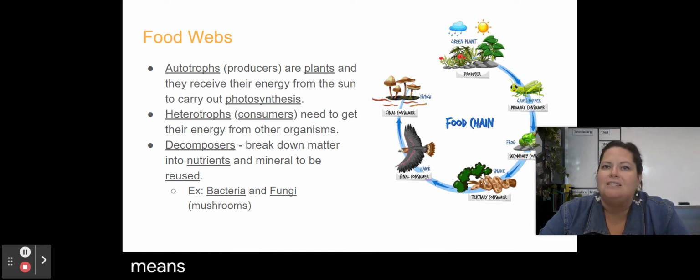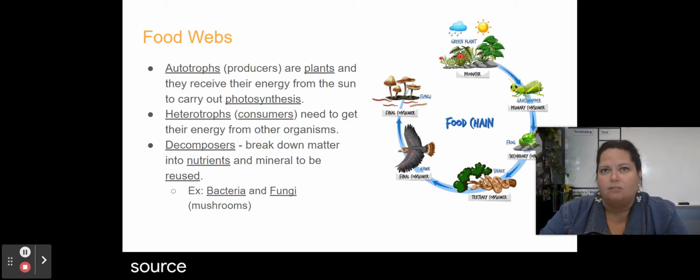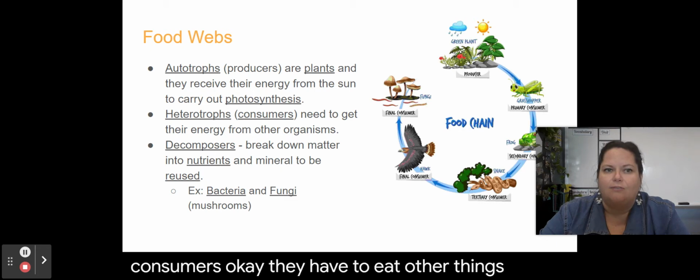Heterotrophs, hetero means different, troph again means food. So this means that they have to go to a different source for their food. So we call these guys consumers. They have to eat other things for food.